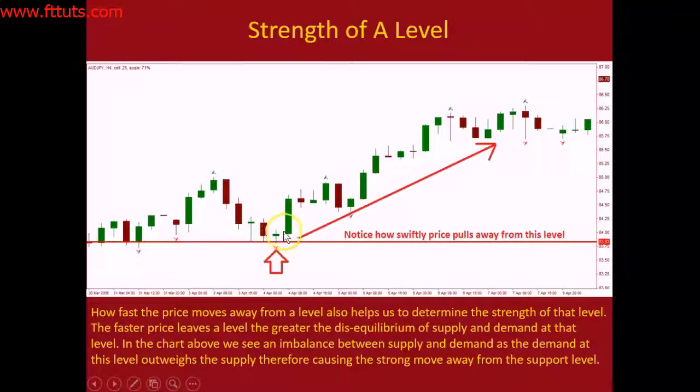But if all of a sudden the market sees 250 to 100, now it's going to move even faster. That lets you know how much power is in that level, because of how many institutional traders want to move it. So on the chart above, we see an imbalance between supply and demand, as the demand at this level outweighs the supply, therefore causing the strong move away from the support level.